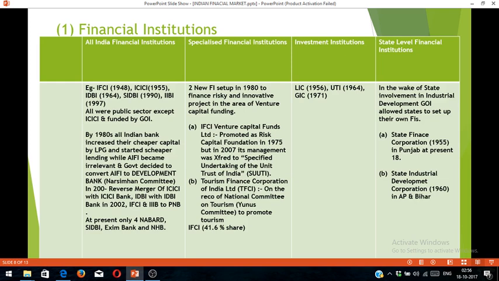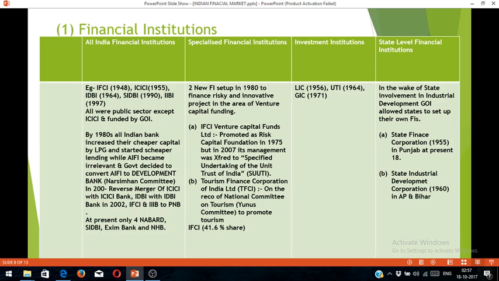The government started so many projects. The government started construction of so many industries, so many road projects, so many infrastructure projects, so many tourism projects. But the government was in shortage of money. So the government decided to set up some specialized financial institutions which work exclusively for a particular area. So in 1980, the government set up 2 new financial institutions. The purpose of setting up these 2 financial institutions is only to finance risky and innovative projects in the area of venture capital funding.